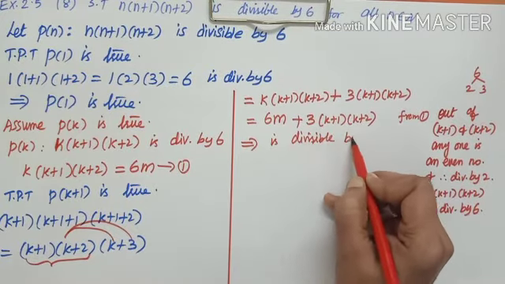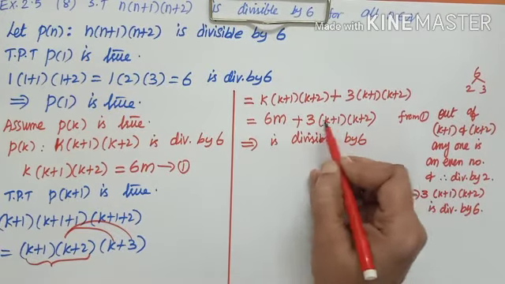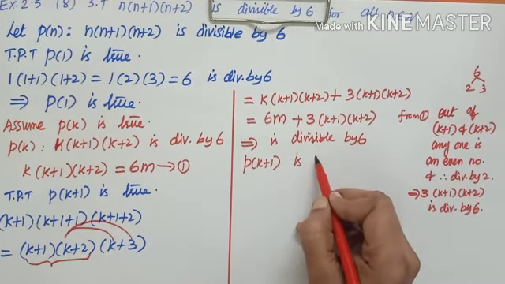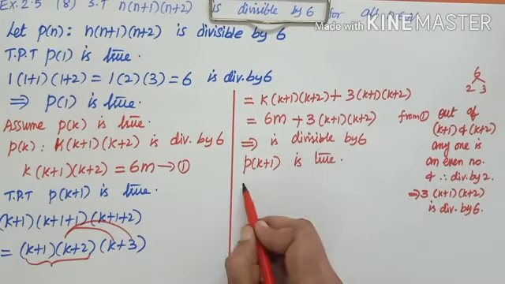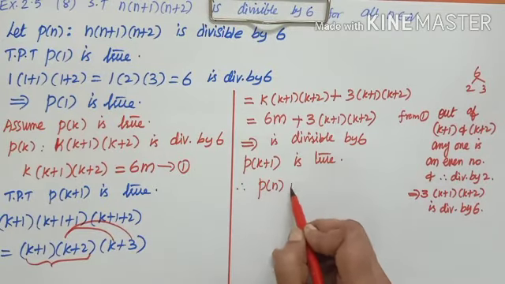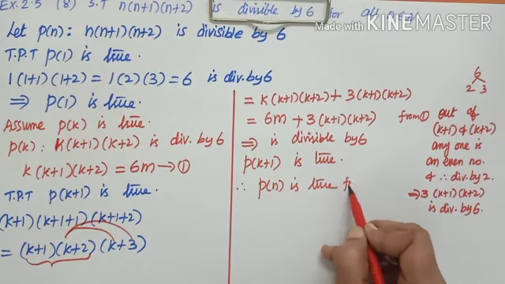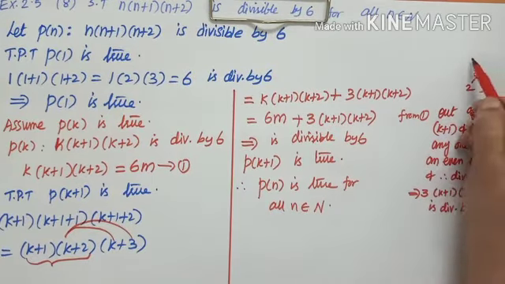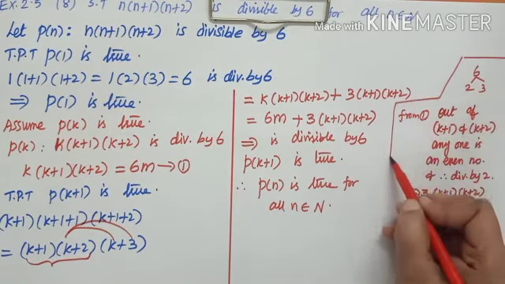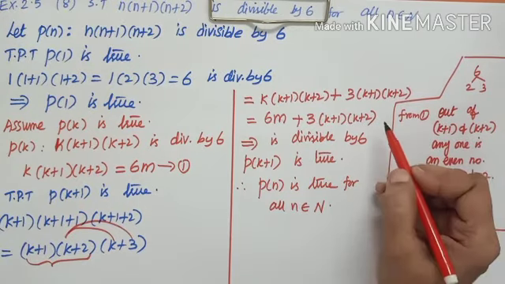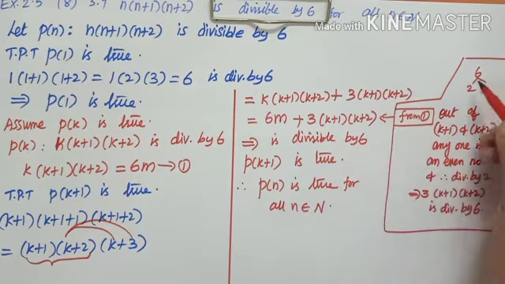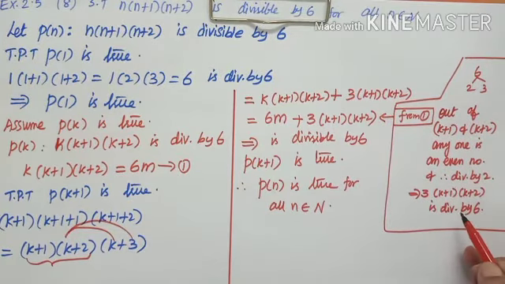When I am able to show both the terms are divisible by 6, I am able to declare P of k plus 1 is true. Therefore, P of n is true for all n belonging to capital N. So this particular problem we need to explain a little more. The working we have done, understand.